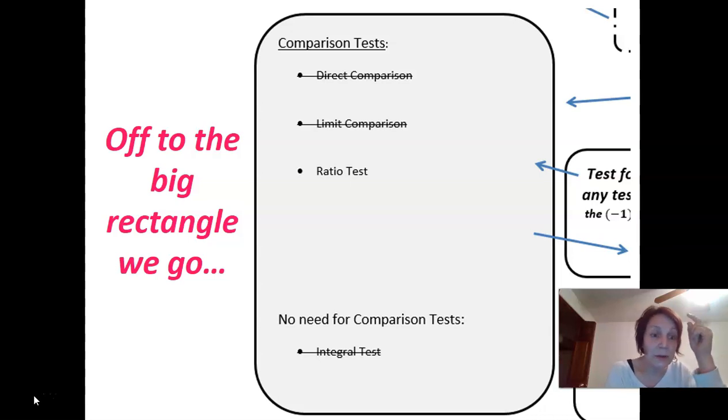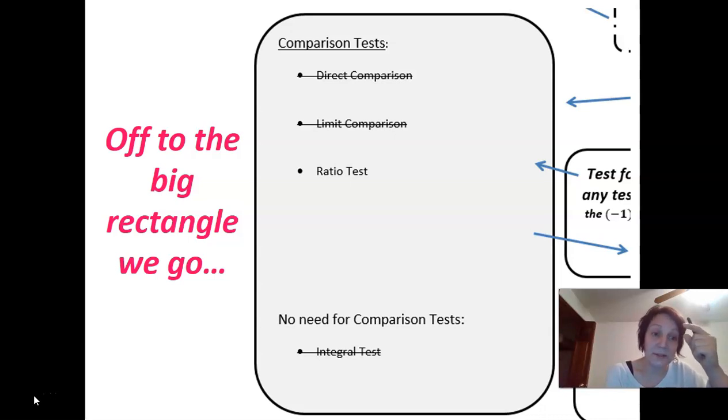We last left off in our flowchart. We had done the 3 easy questions, which are: is it geometric? Is it a p-series? Are the terms approaching 0? None of those have helped us, so now we ask ourselves, are there negative terms? If there are, we throw them away and we go to the big rectangle. So today I want to talk to you about what's in that big rectangle.